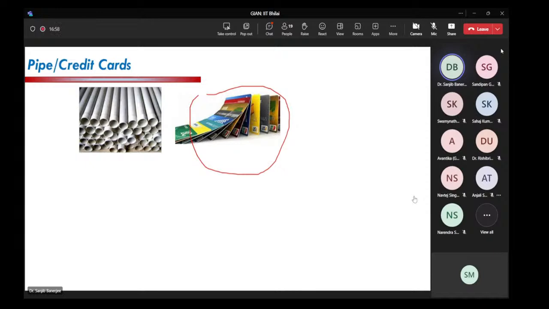So you'll have 2 minutes to answer this. My question is, how many layers of polymer do you have in a credit card or debit card? And let me see the answer. Your options are from 1 to 10.